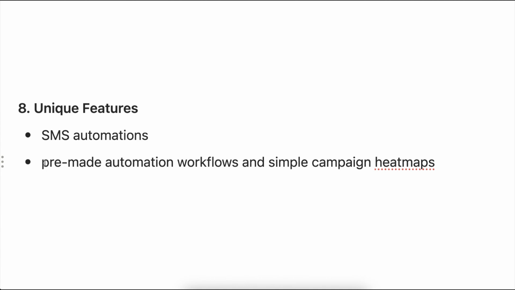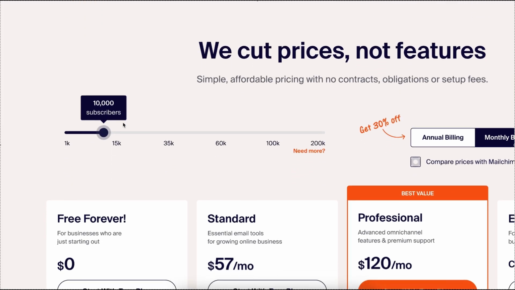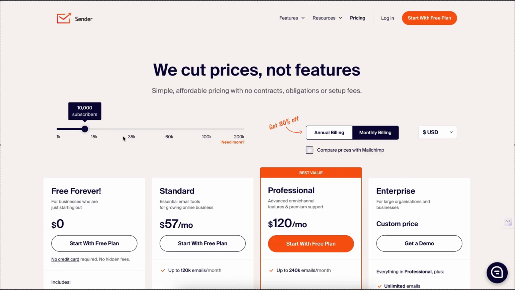It has a bunch of pre-made automation workflows that you can use, as I showed before. This includes SMS as well, so you can use both together, SMS and email marketing. It also has heat maps when it comes to emails, so you can see what people are engaging with the most. Cheapest pricing out there from all the email marketing softwares.